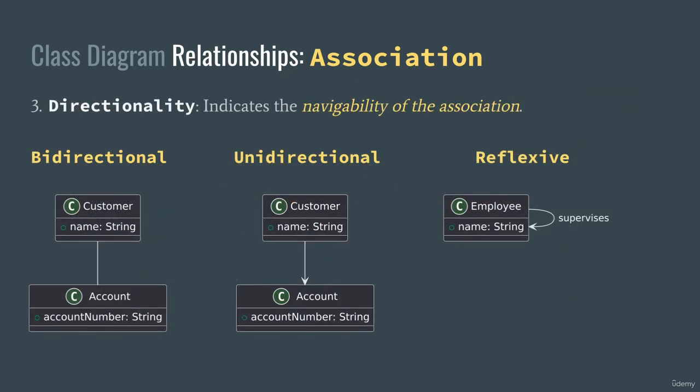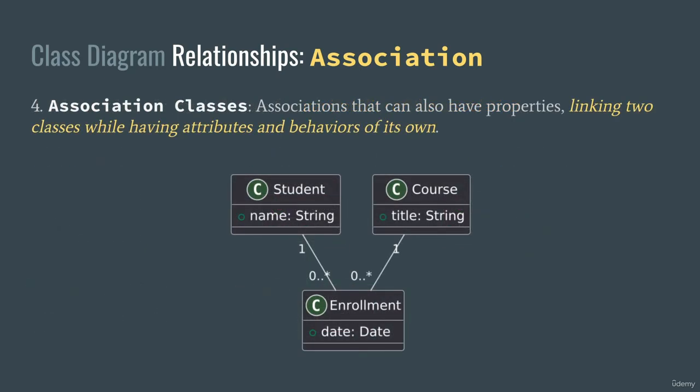Directionality shows how navigable an association is. Bidirectional means both classes know about each other. Unidirectional means one class knows about the other, but not vice versa. And reflexive means a class has a relationship with itself. An association class is an association that also has properties. It links two classes while having attributes and behaviors of its own, making it more detailed and specific.